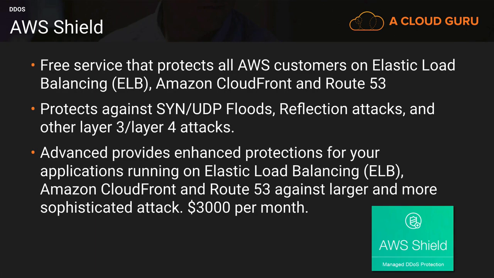AWS Shield is a free service that protects all AWS customers on Elastic Load Balancers, CloudFront, and Route 53. It protects against SYN and UDP floods, reflection attacks, and other Layer 3 or Layer 4 attacks. If you want Layer 7 protection, of course, you're going to use things like WAF, but Shield is primarily designed for Layer 3 and Layer 4 attacks. And then you have Shield Advanced, which provides enhanced protection for your applications running on Elastic Load Balancers, CloudFront, and Route 53 against larger and more sophisticated attacks. And of course, it's $3,000 per month, which for a big enterprise is basically nothing.